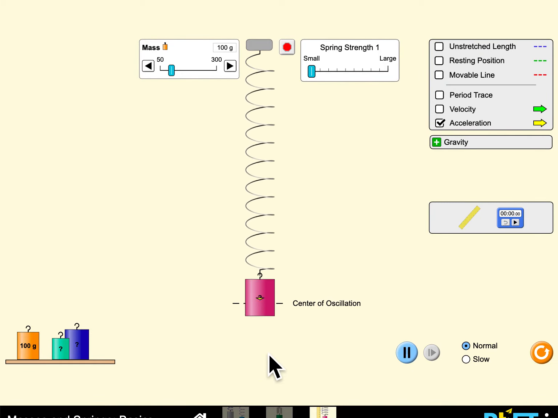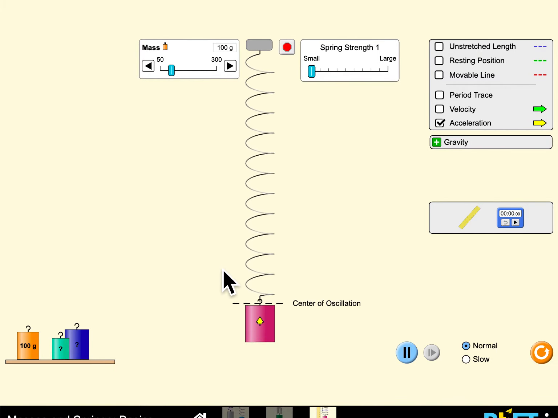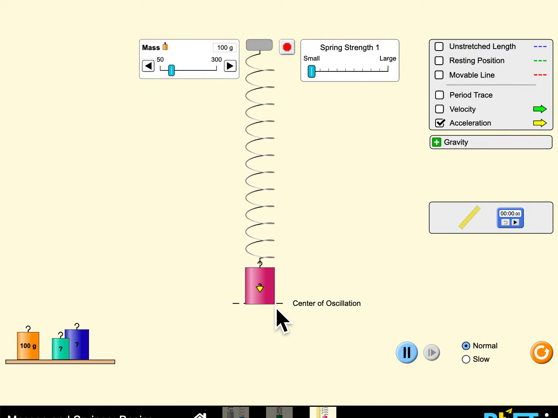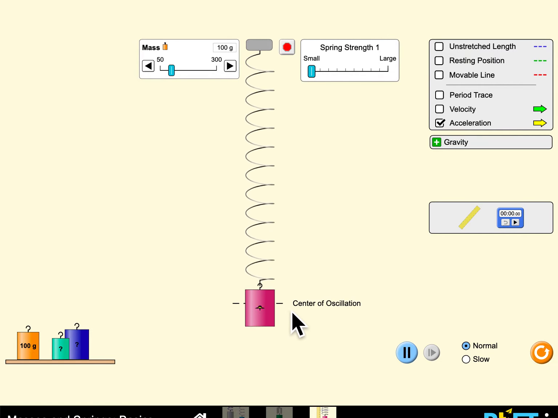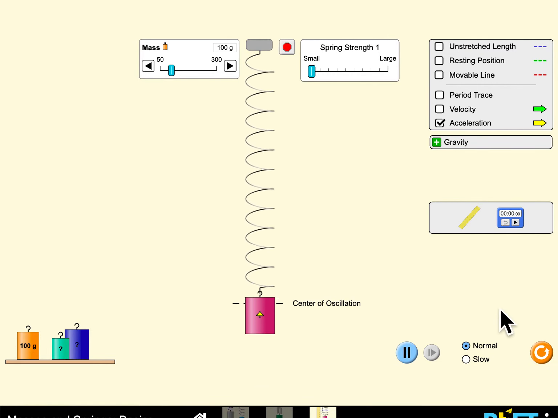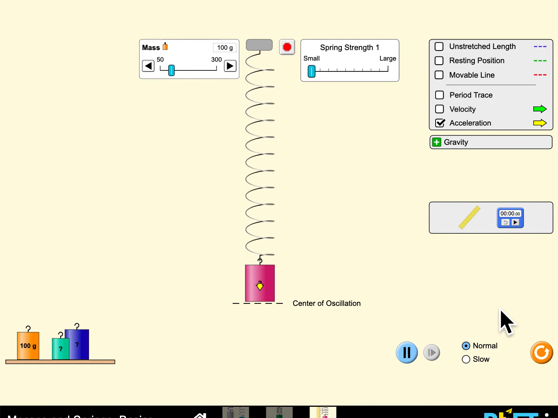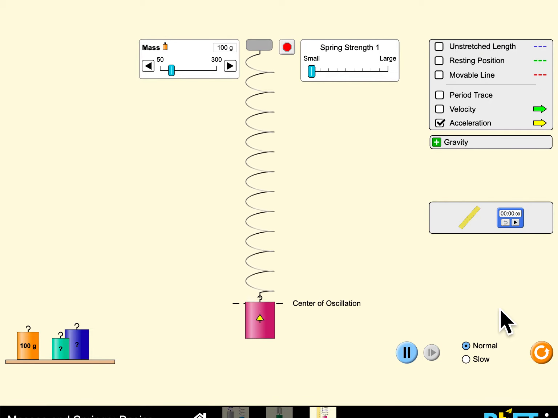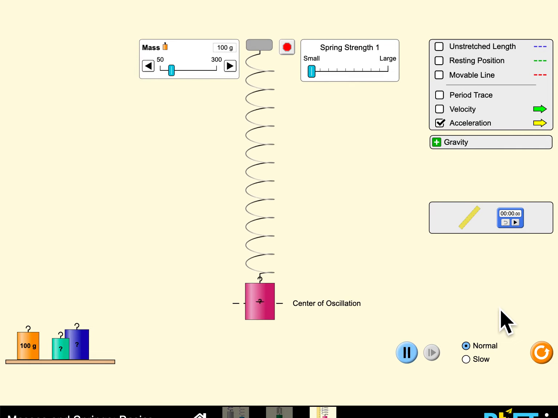right now it has positive acceleration. When I have positive displacement, when I'm above the line, you can see I have negative acceleration. And right when it passes through that equilibrium position, you can see the yellow arrow goes away. Right? At that moment, there is zero acceleration because you're at the equilibrium point. All right, so that's one type of oscillation.